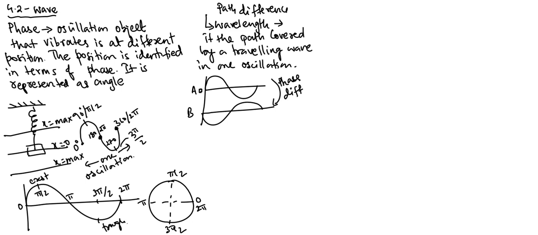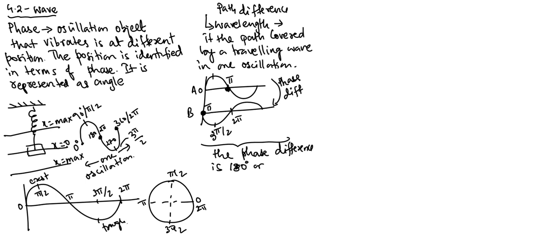Look at this, this is 0, this is pi by 2, and this is pi, we all know that, and this one is starting exactly from this point. So this is pi, and then comes 3 pi by 2, and then you get your 2 pi. So we say usually that the phase difference is pi, 180 degree.